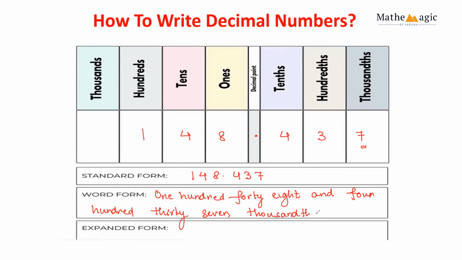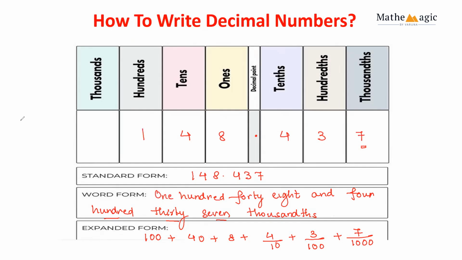So at the end, we write this according to the number. We know how we write down the numbers, and we speak it in the same form. Then at the end, we just add the place of that particular decimal number. Now expanded form: 1 is at the hundreds position, so 100 plus 40 plus 8. Then the tenths position becomes 4 by 10, the hundredths position 3 by 100, and 7 is at the thousandths position.